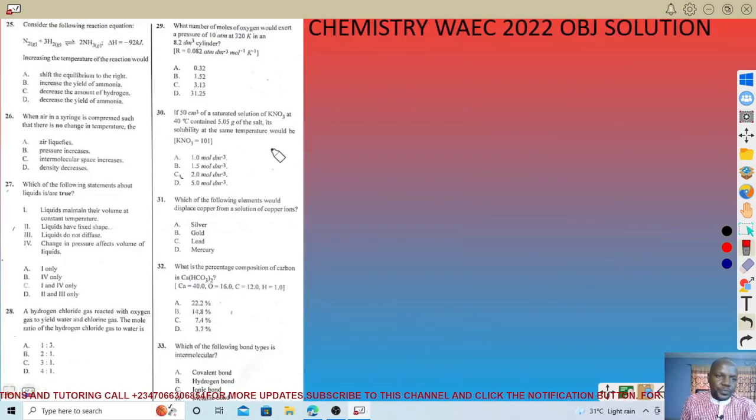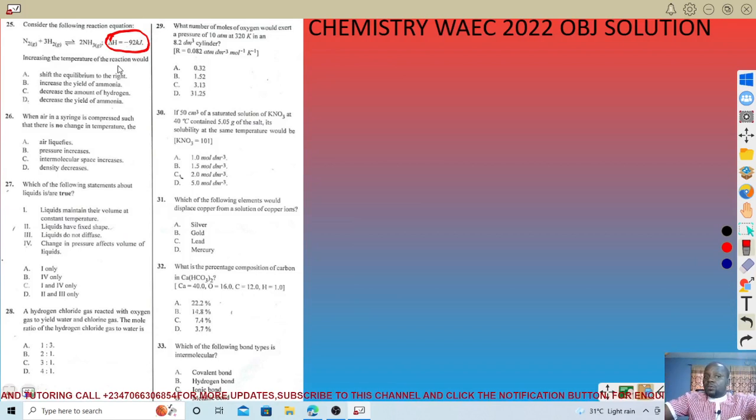So next one, 25, halfway. Consider the following reaction equation. Because it is a reversible reaction, I only need to focus on the heat loss. Heat loss here is an exothermic reaction. And when heat is given out to the surrounding, the system adjusts itself to favor what? If you increase the temperature, because more heat is given out to the surrounding, it will favor the backward reaction. So the only way I can favor forward reaction is to decrease the temperature.